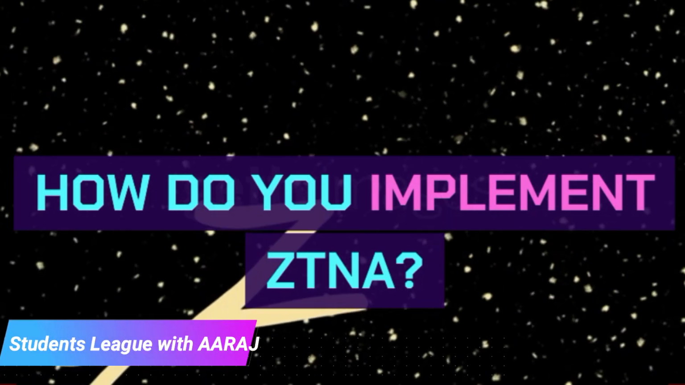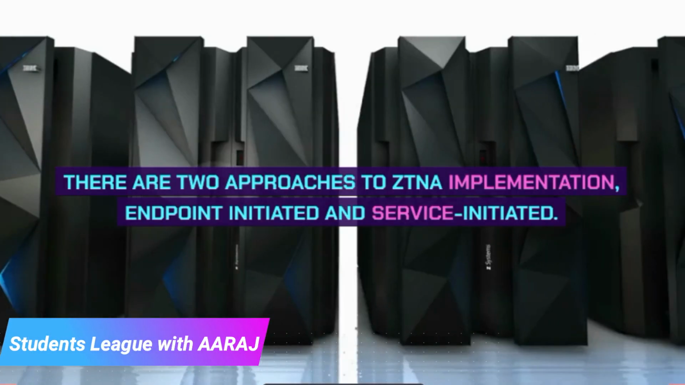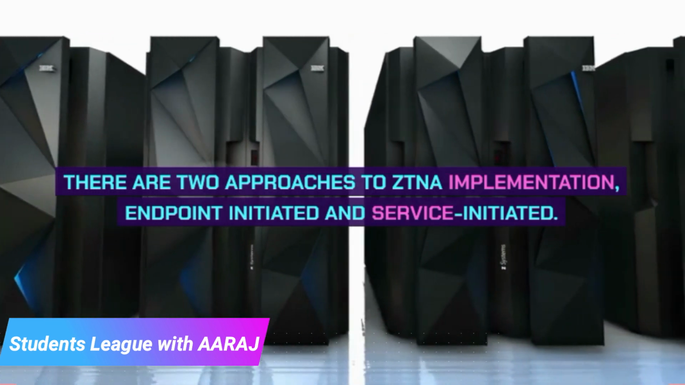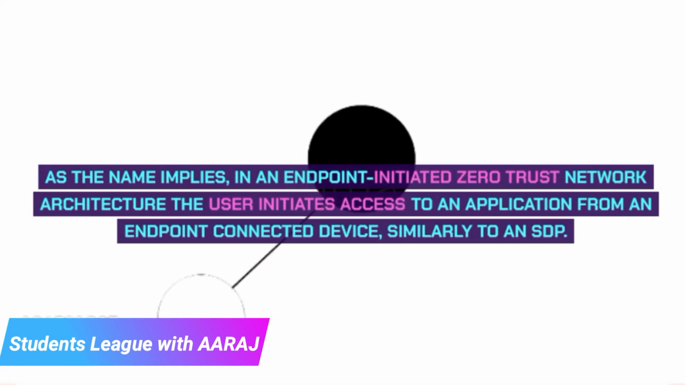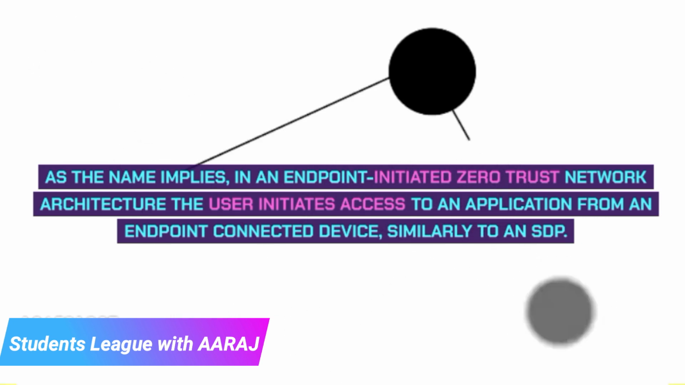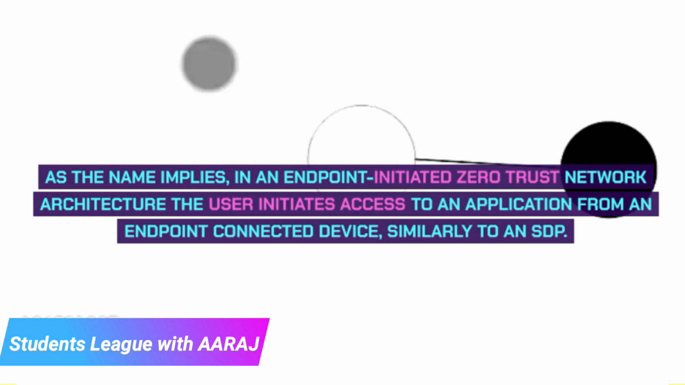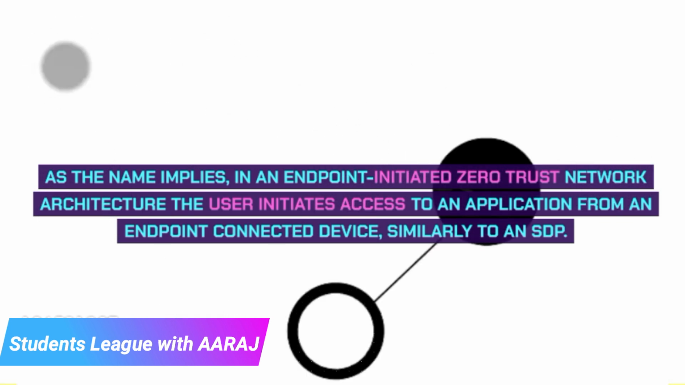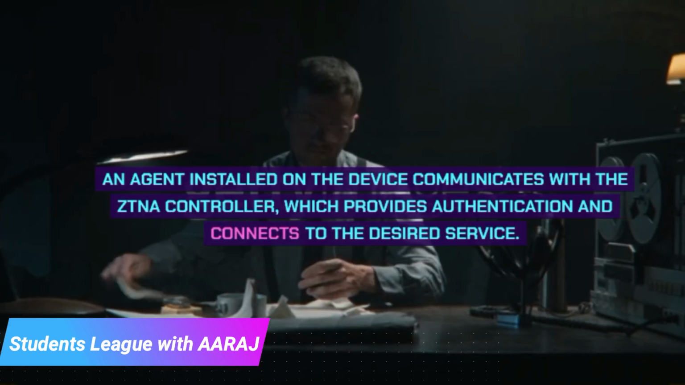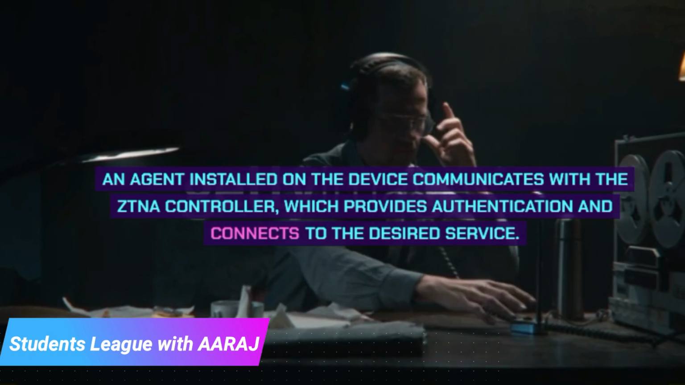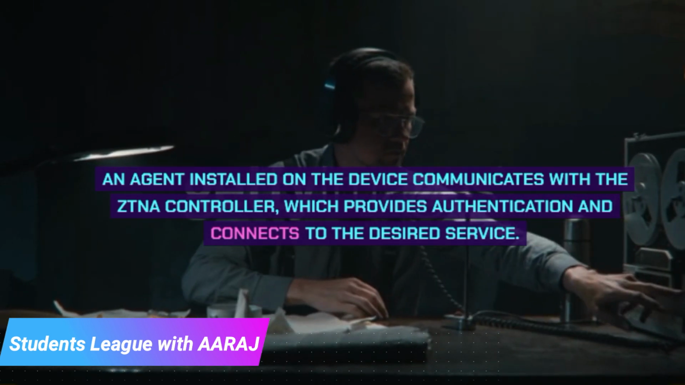How do you implement ZTNA? There are two approaches to ZTNA implementation: endpoint-initiated and service-initiated. As the name implies, in an endpoint-initiated zero-trust network architecture, the user initiates access to an application from an endpoint-connected device, similarly to an SDP. An agent installed on the device communicates with the ZTNA controller, which provides authentication and connects to the desired service.